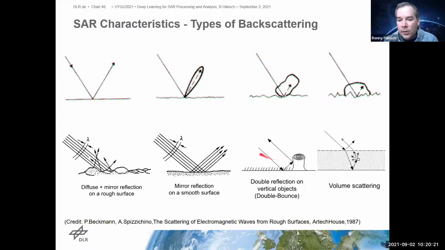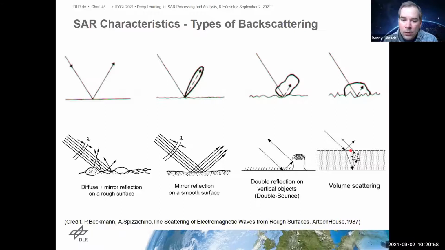I can have something that is called a double bounce. For example, the wave is reflected on the ground, it's reflected on a tree trunk or a building, and then reflected back to the sensor. So I have those two bounces. That's why it's called double bounce. And I can have the volume scattering, where the microwave is entering some kind of volume. For example, that can be vegetation, like a forest, but it can also be a dense urban area. Inside of this volume, it's reflected a lot of times, so not just double bounce, but a lot of times. And then part of it, at least, is reflected back to the sensor. So this is called volume scattering.